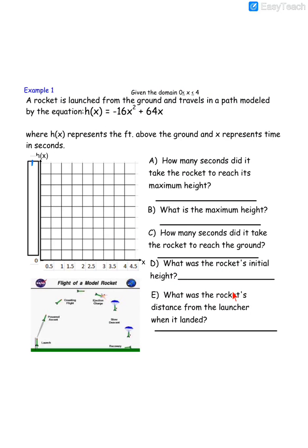So example 1, a rocket is launched from the ground and travels in a path modeled by the equation h of x equals negative 16x squared plus 64x, given the domain between 0 and 4, where h of x represents the feet above the ground and x represents the time in seconds. Okay, so let's label our axes. So the x part is labeled, and that's in seconds. The y-axis is height.